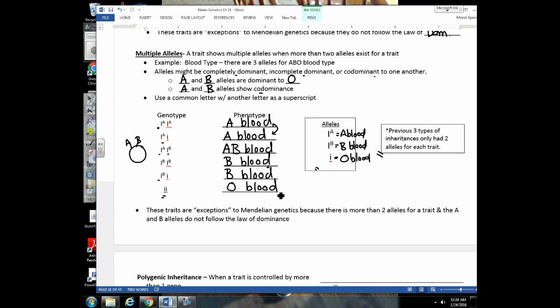Again, blood type is an exception to Mendelian genetics because there's more than 2 alleles for a trait. All the traits that Mendel worked with, there was only 2 alleles for every single trait that he was looking at for pea plants. In addition, the A and the B alleles do not show the law of dominance because they're codominant to one another.